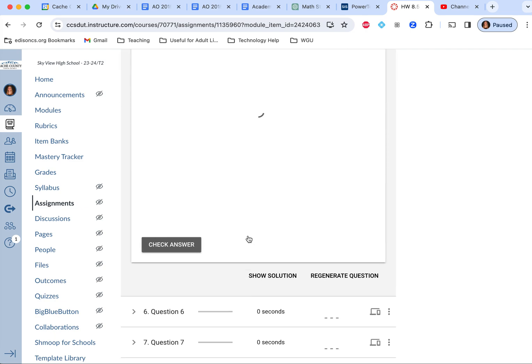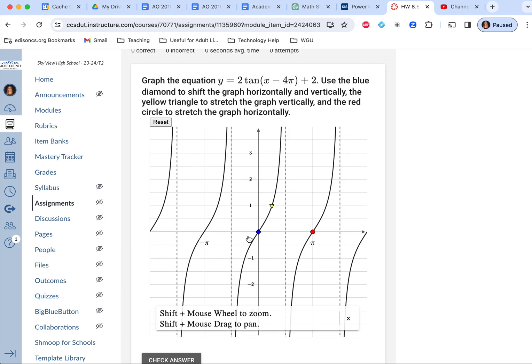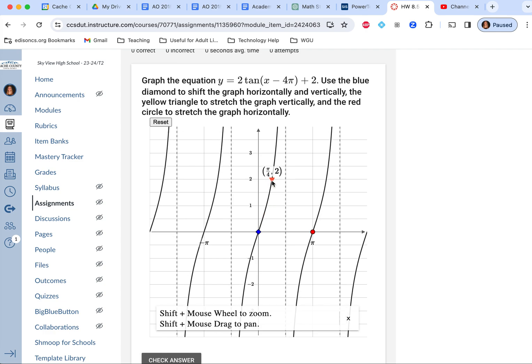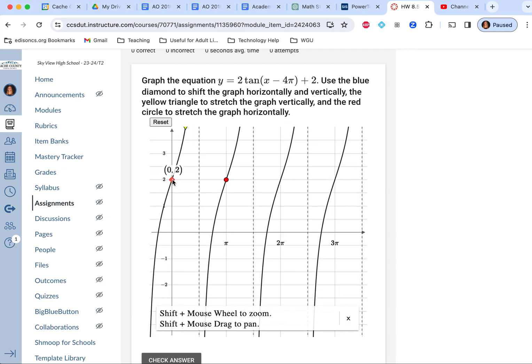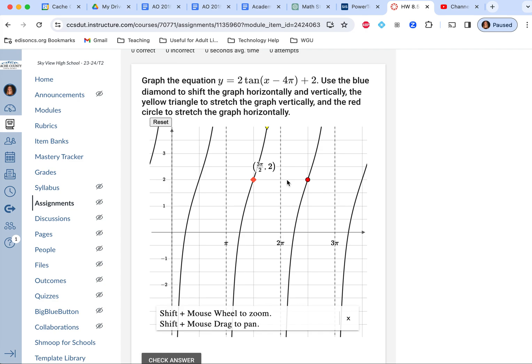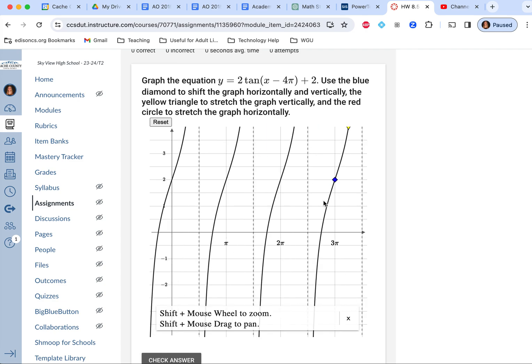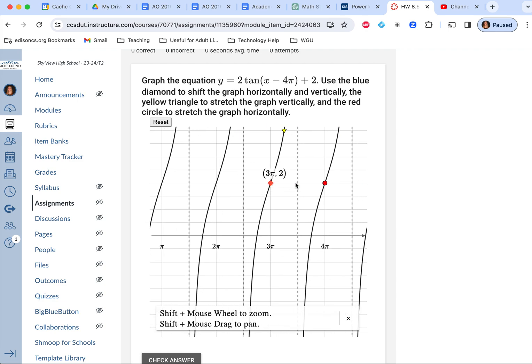Okay, let's try a tangent graph with a shift. So I take care of the amplitude. Period is just 1, so I don't need to adjust the red dot. And then +2 means I go up 2. And then -4 pi is right 4 pi. So I will just take the blue dot and move it all the way over to 4 pi. And we're done.